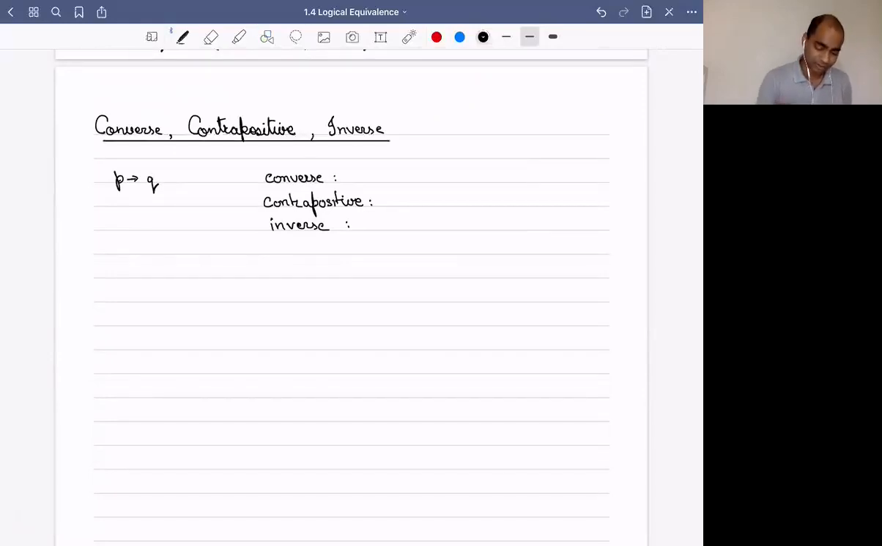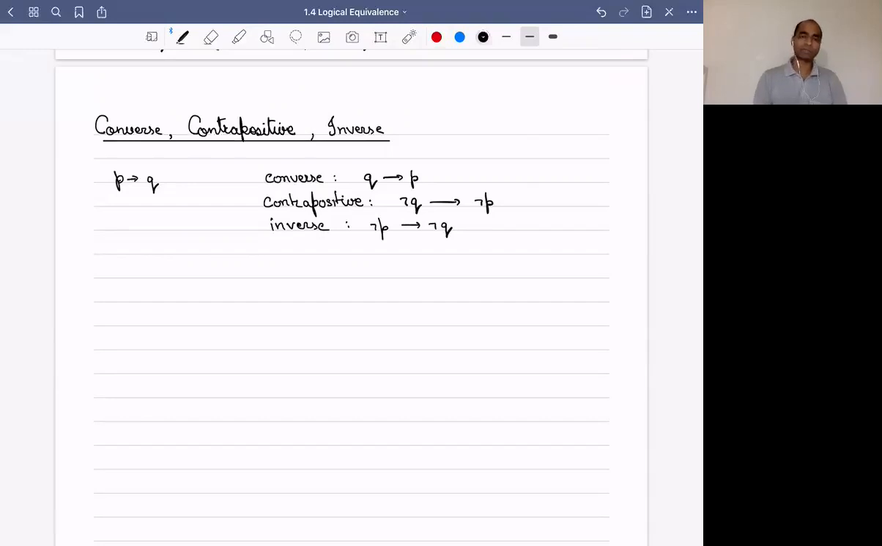Just quickly recall that if you have a statement P implies Q, then the converse is obtained by flipping the hypothesis and the conclusion. So that will become Q implies P. The contrapositive is obtained by flipping and then making them negatives. So not Q implies not P. And the inverse is, you don't have to remember, but it's not P implies not Q.